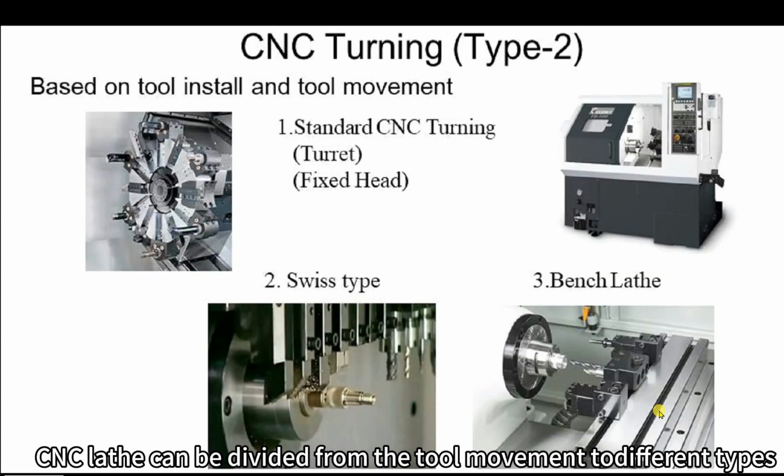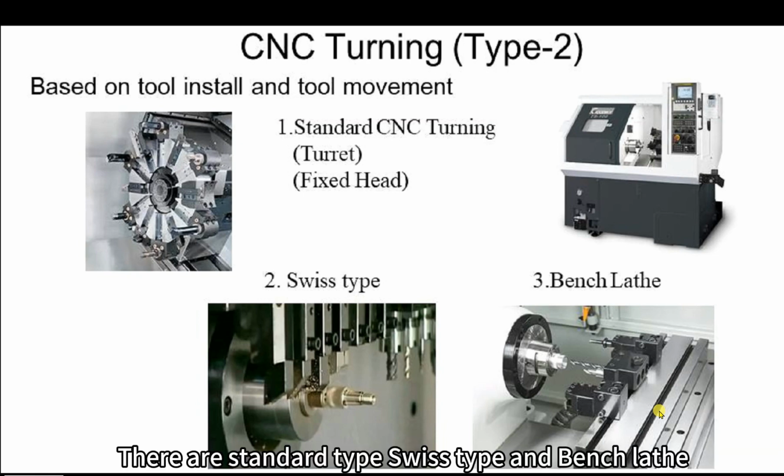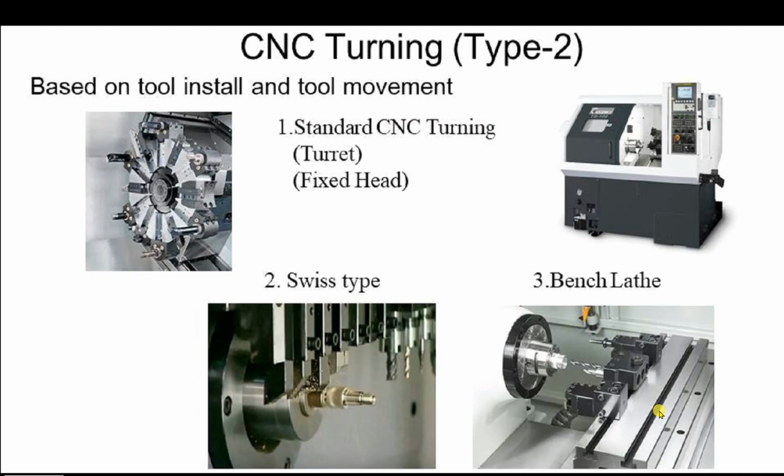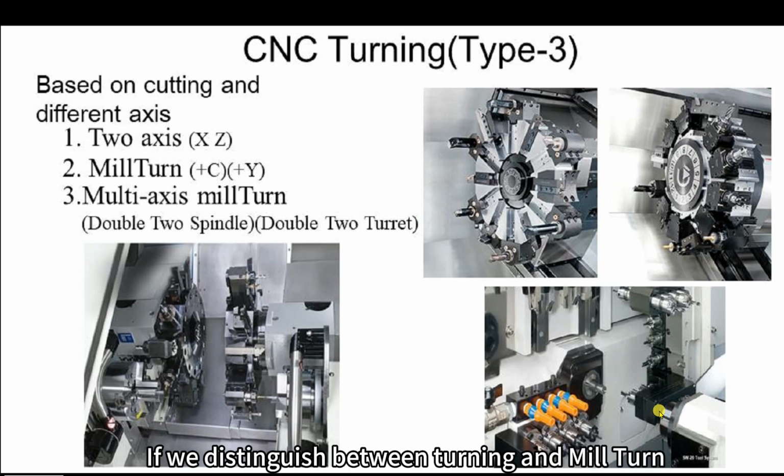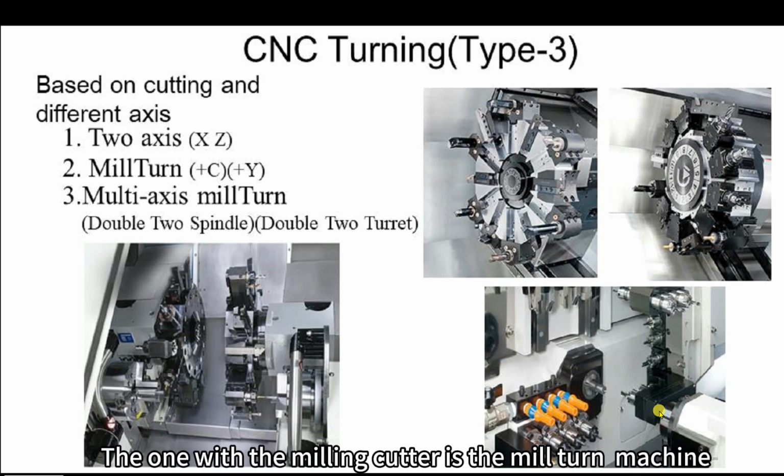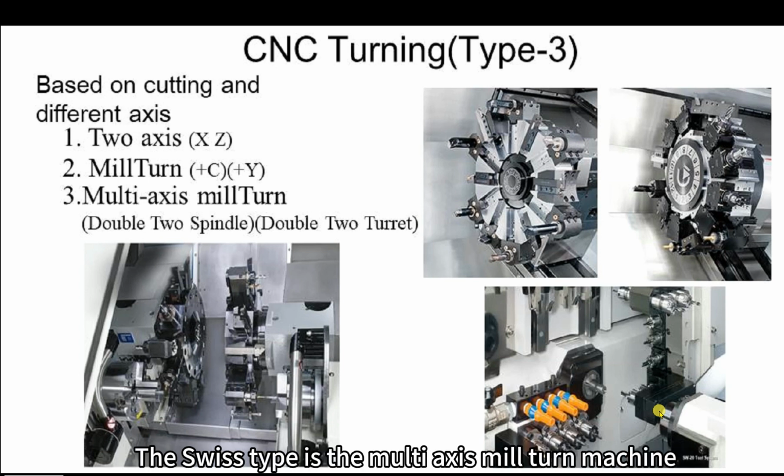CNC lathes can be divided into different types by tool movement. There are the standard type, Swiss type, and bench lathe. If we distinguish between turning and mill turn, the one with the milling cutter is the mill turn machine. The Swiss type is a multi-axis mill turn machine.